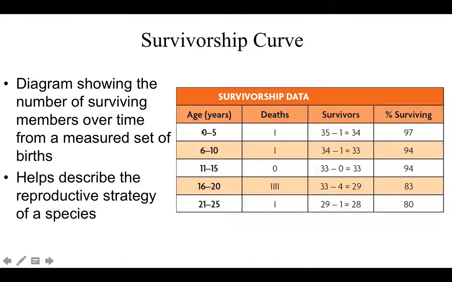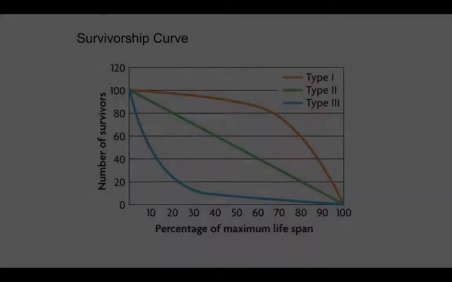You can see the age groups in this left-hand column: 0 to 5, 6 to 10, 11 to 15, 16 to 20, 21 to 25. Here are some death rates, and then we're calculating survivors here, and then percentages for how many individuals survive. In the 0 to 5 age group, 97% of the individuals survive, which is high. And in the 21 to 25 year age group, only 80% survive. Okay? So we're going to look at what a survivorship curve looks like next.